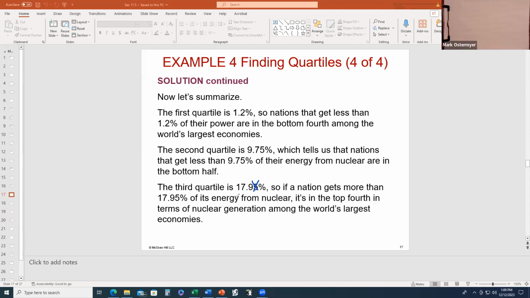Okay, and the third quartile or 75th percentile is 17.9%. So we would say about 75% of these countries get less than 17.9% of their energy from nuclear power. Okay, and so 25% of the countries get more than 17.9% of their energy from nuclear power.